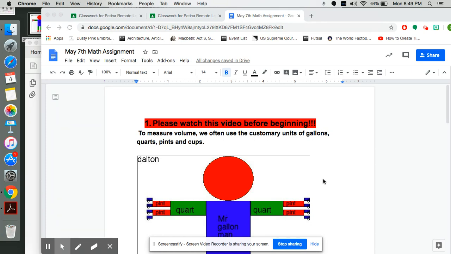All right, so now we're going to talk about customary units of measuring volume. So volume is usually how we measure liquids. So think about gallons of milk, quarts, pints, cups, all ways to measure liquids. Very useful when you are cooking, which I do not do, but I'm sure if I asked Mr. Patina, he would agree that knowing the quarts, gallons, and pints is very important.